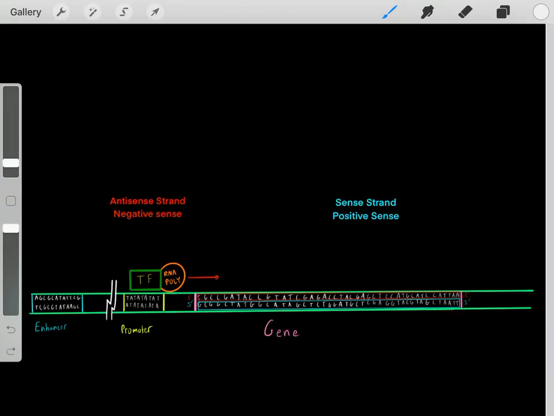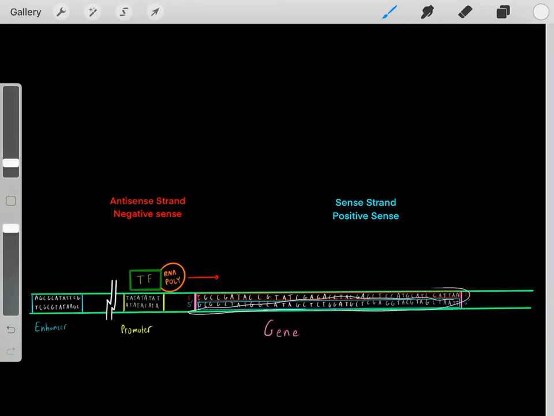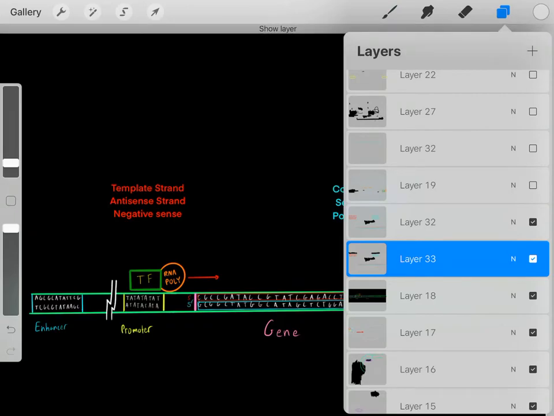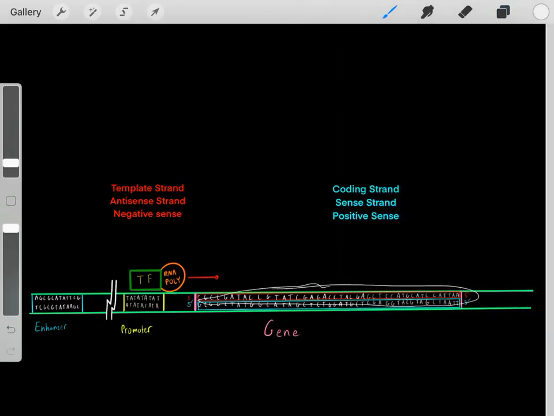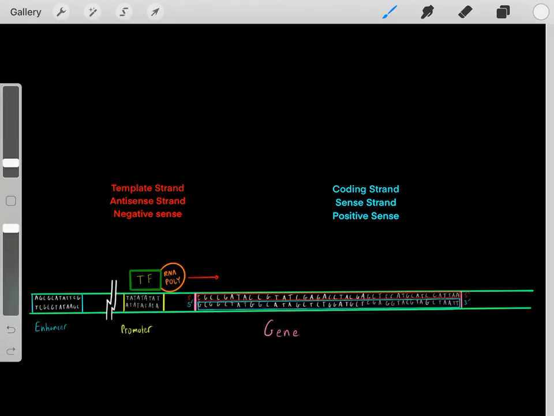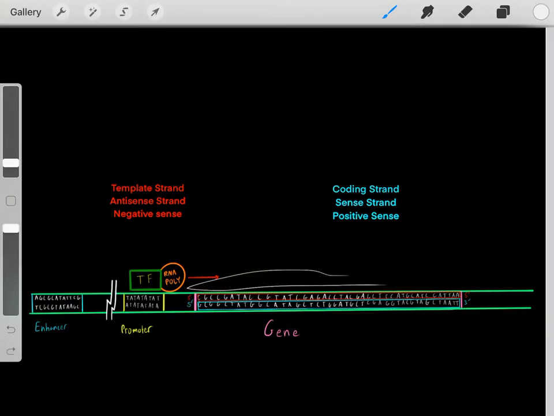So which strand are we going to use as a template? Are we going to use the negative sense strand as a template to add complementary base pairs to make our mRNA, or are we going to use the positive sense strand as the template to add complementary base pairs? Which strand do we use? Well, I'm going to tell you now. We use the negative sense strand, and that's why the negative sense strand is also sometimes called the template strand. So this gene is double-stranded. We have a negative sense strand and the positive sense strand, but it's the negative sense strand that we use as a template to make our mRNA.